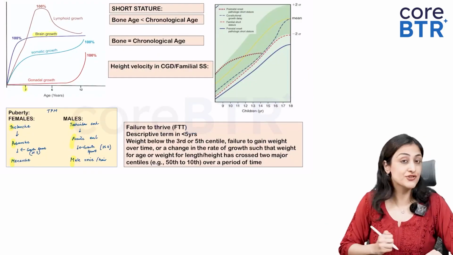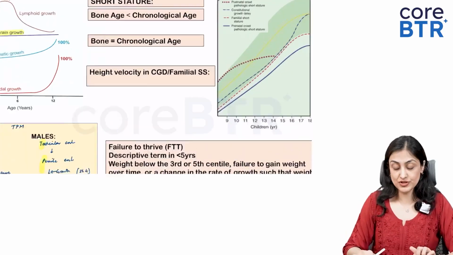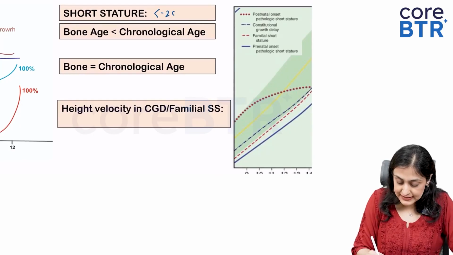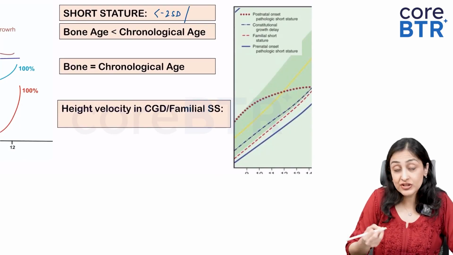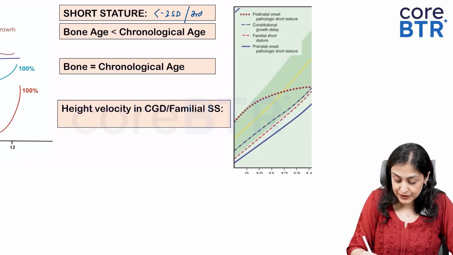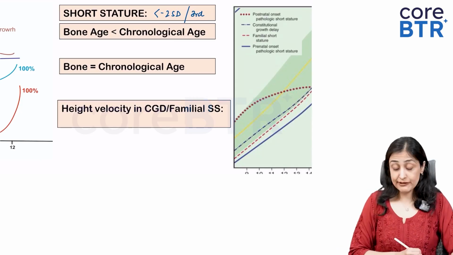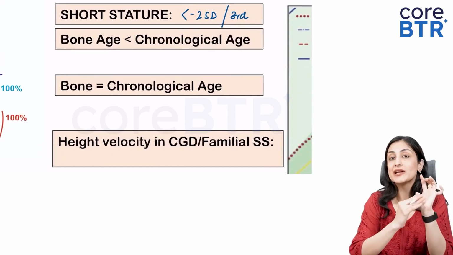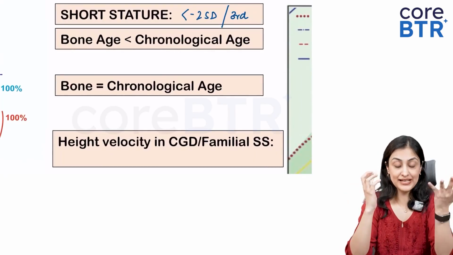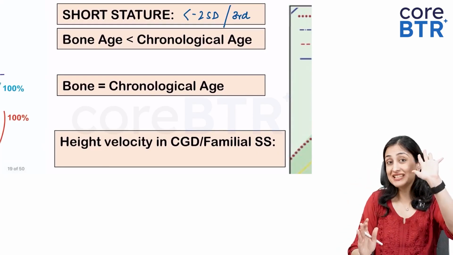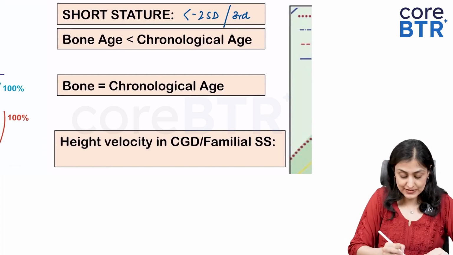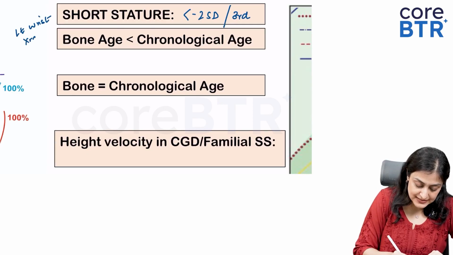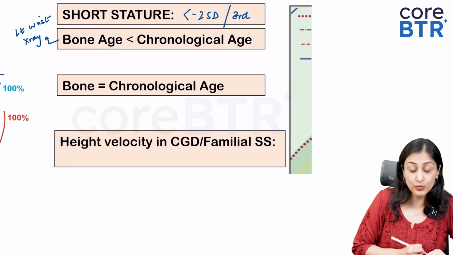Then let's have a look at short stature. Many questions. How do we define short stature? Any height which is less than -2 standard deviation or less than 3rd percentile, right? So this is the definition of short stature. Very important, you compare the bone age with the chronological age. Most commonly, we utilize the left wrist to assess the bone age. So, most common convention is left wrist X-ray that we compare for bone age.